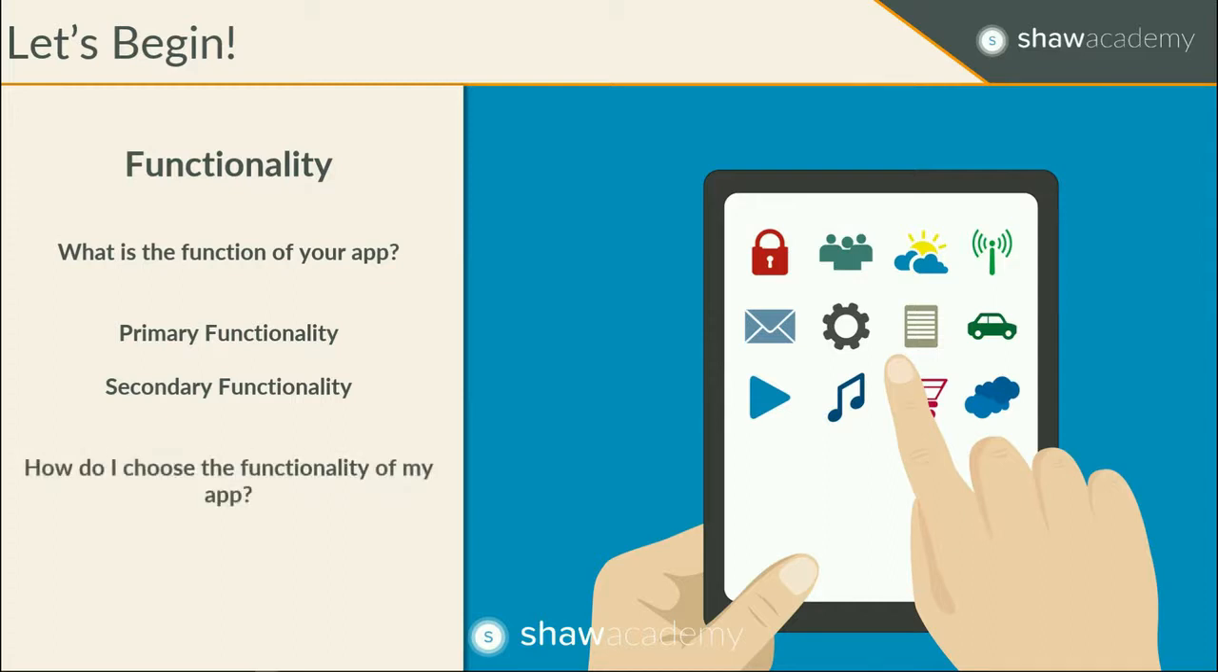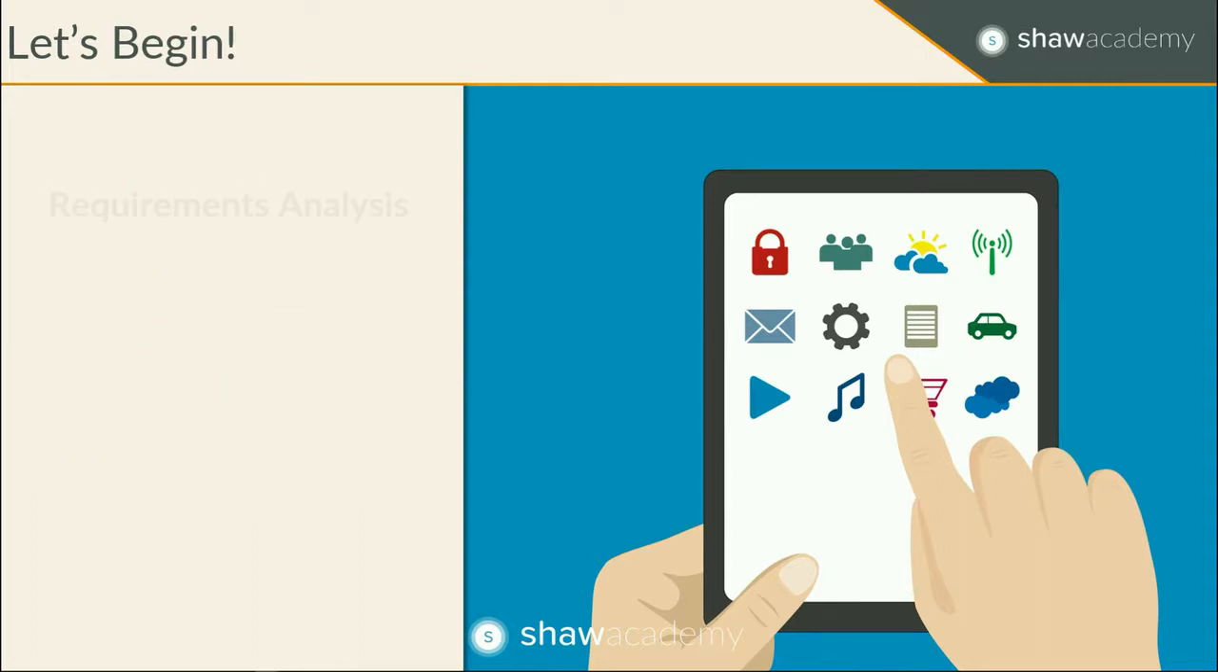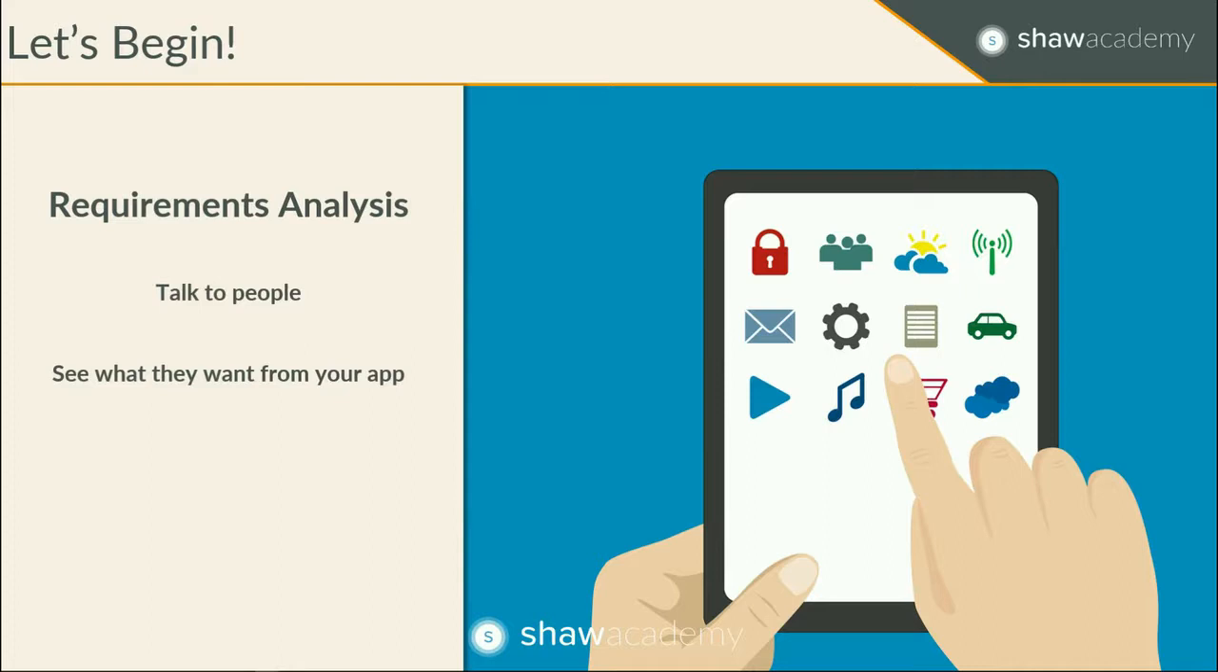But how do you choose the functionality of your app and break it down into primary and secondary functionality? Well, we do this through requirements analysis, and we'll be talking a lot more about this in lesson 4. But first of all, talk to people. Talk to as many people as you can about your app idea. See what they want to see from your app, because you're not developing the app for yourself. You are developing it for users, for people out in the world. And the more people you talk to, the more people you see what they want from your app and the functions they want from your app, the easier the development process is.